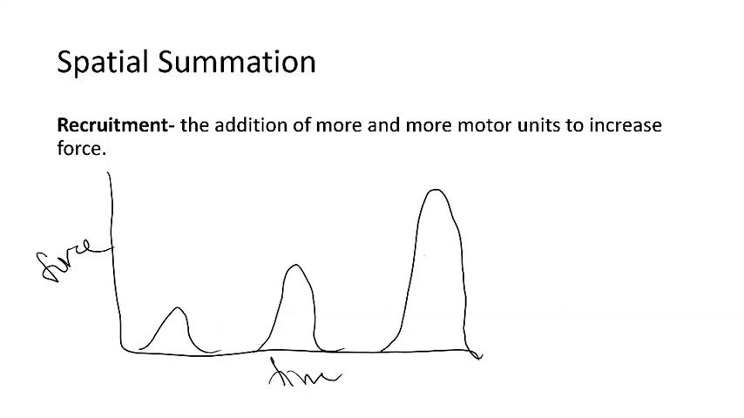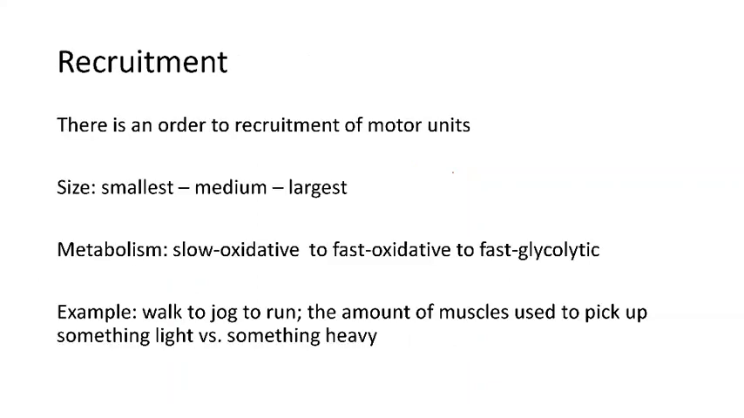Spatial, on the other hand, is recruitment, the addition of more and more motor units to increase force. So maybe this was 3, this is 5, this is 7, where we're adding more and more force so that we get a stronger contraction. So when we see recruitment, we see that there's an order to it. It's not just random which motor units are being activated. This is based on the size of the cell, the smallest first, then the medium size, then the largest, which also corresponds to the metabolism.